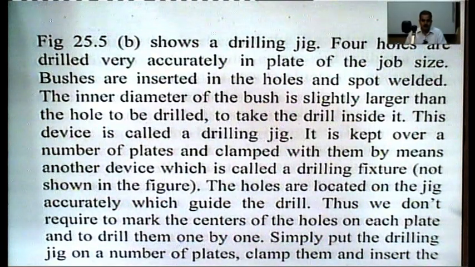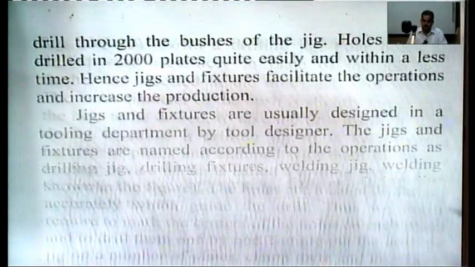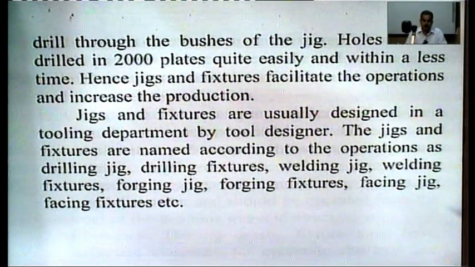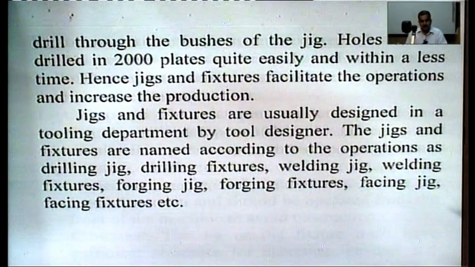Thus, we do not require to mark the centers of the holes on each plate and to drill them one by one. Simply put the drilling jig on a number of plates, clamp them and insert the drill through the bushes of the jig. Holes can be drilled in 2000 plates quite easily and within less time. Hence, jigs and fixtures facilitate the operations and increase the production.